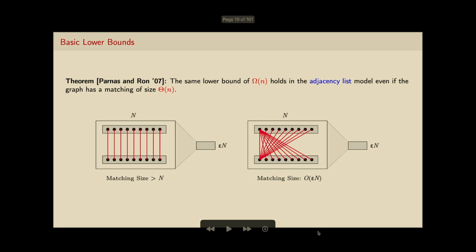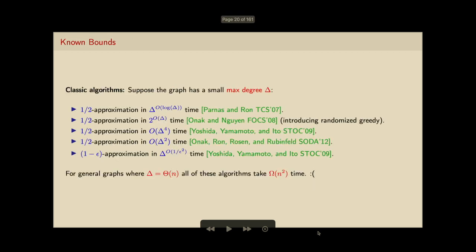You can just add stars to the right-hand side. All the vertices now have the same degrees, except those two vertices which are hard to find in less than n time. So this is a formal lower bound that omega n is needed, even if the matching is large. All right. So there's been a lot of exciting work on the algorithmic side.